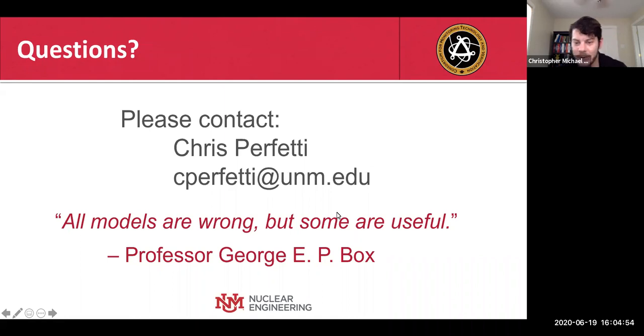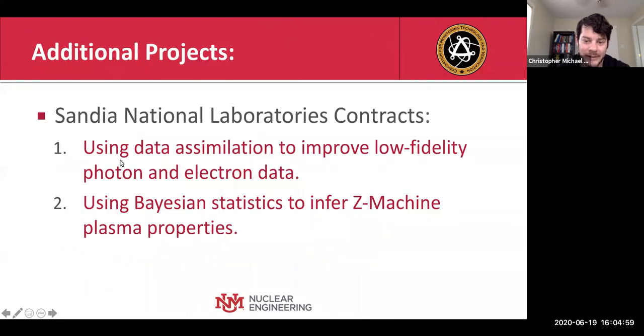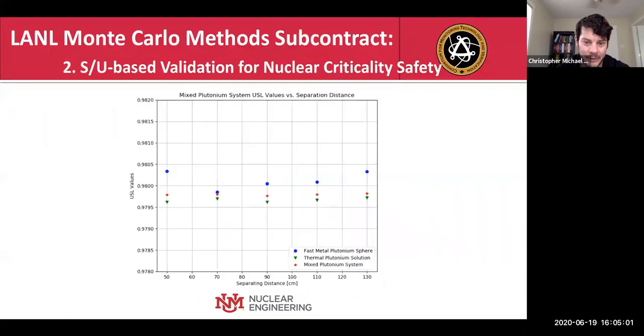Another question, what causes the USL to be almost the same at 50 centimeters apart as well as 130 centimeters apart? Yeah, that is a very good question. We're not exactly sure why those USLs have that behavior. So, well, we kind of are and we kind of aren't.